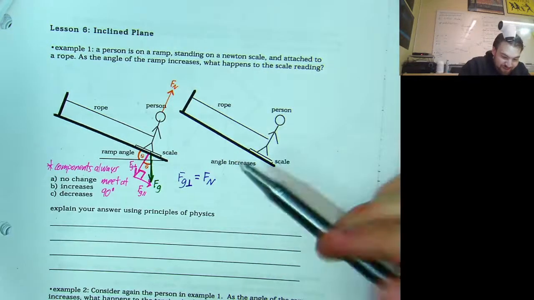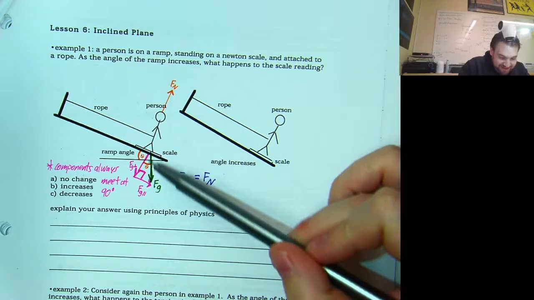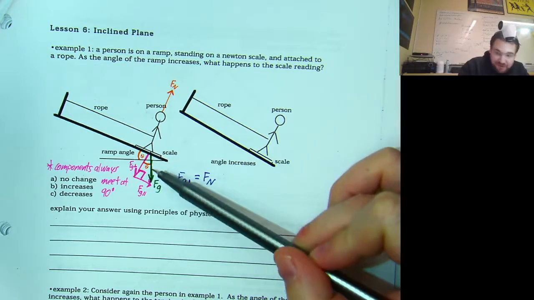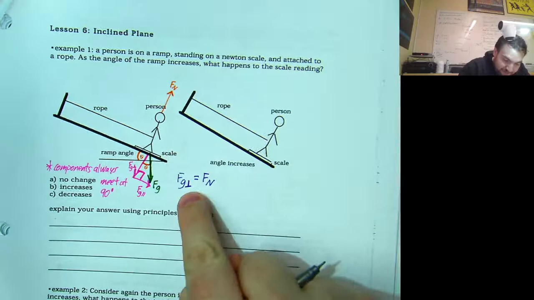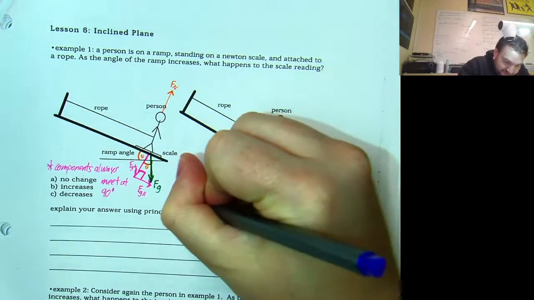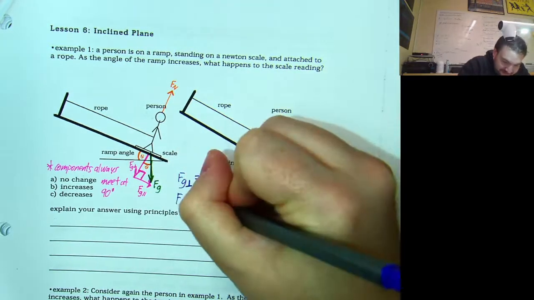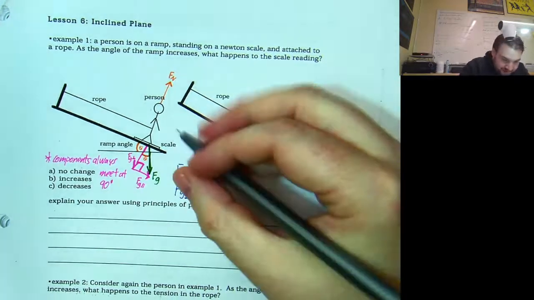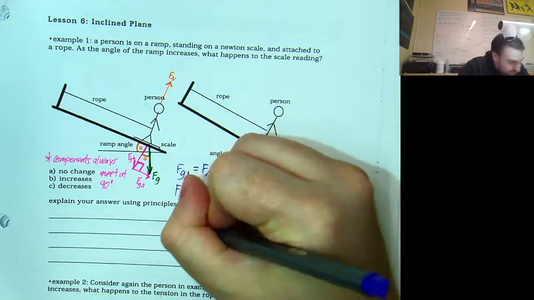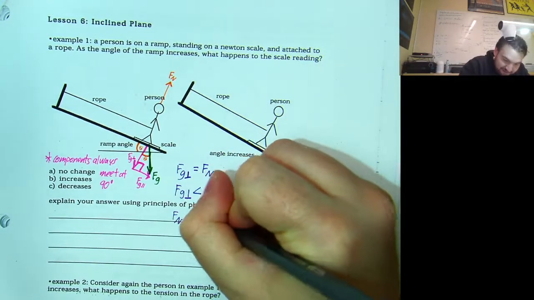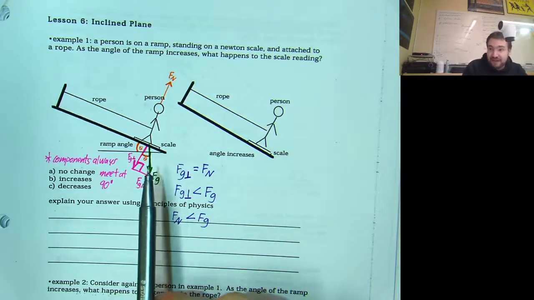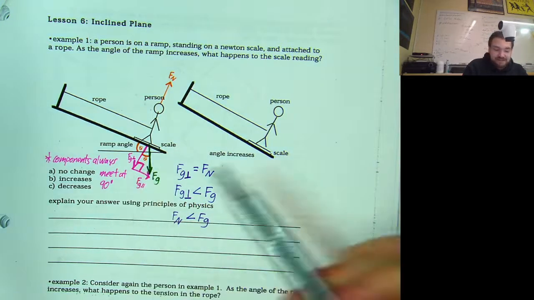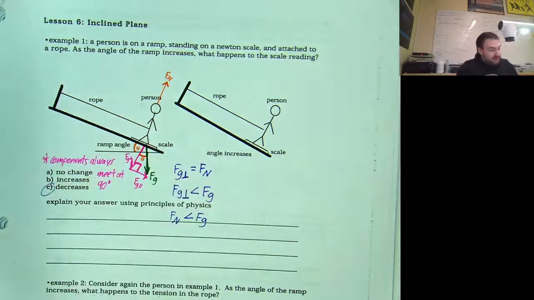And we know that if this is in a triangle like this, this is the 90, this is the hypotenuse. The hypotenuse is always the longest side. So if Fg perpendicular is equal to Fn, and Fg perpendicular is less than Fg, we know that Fn has to be less than Fg. And if the scale measures Fn, and it's now less than Fg, the reading on the scale has decreased. You can argue it that way relatively easily, I think.